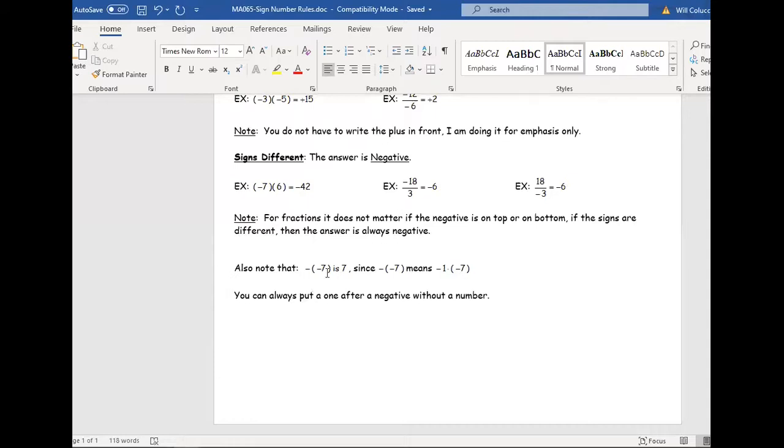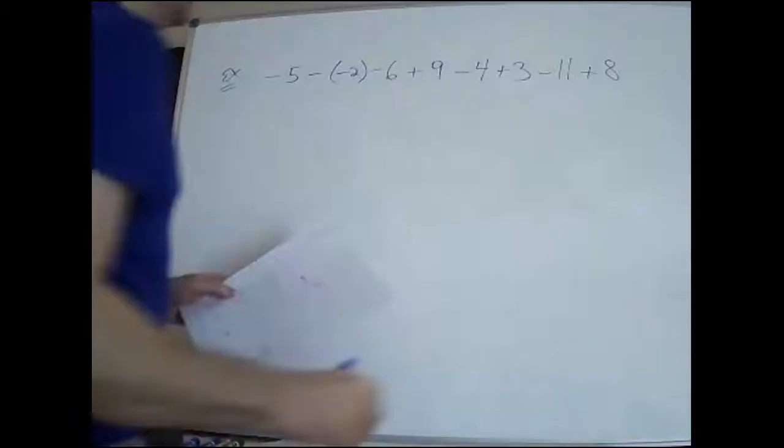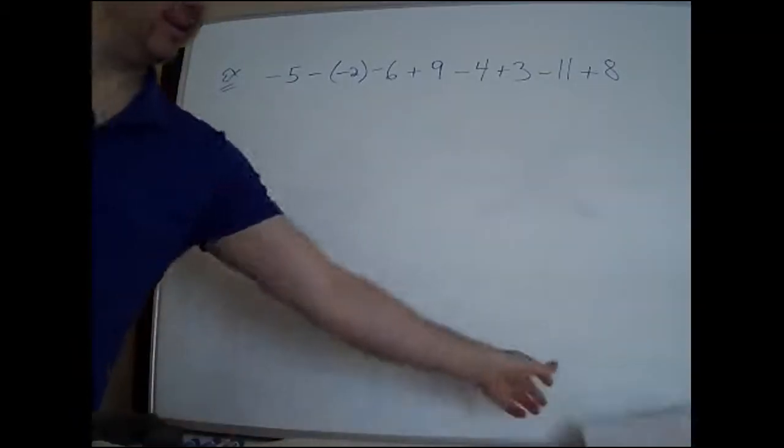Whenever you see this double negative thingy, when you see a -7, that's plus, because it really means -1 times -7. And remember, 2 wrongs make a right. I wrote a lot of numbers there.